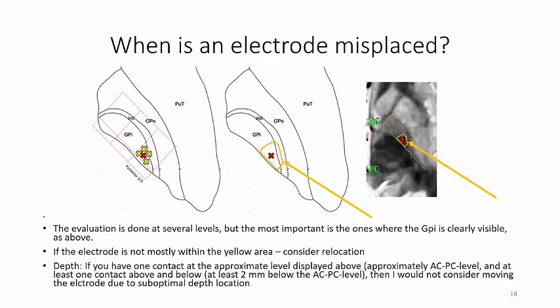So, when is an electrode misplaced? The evaluation is done at several levels, but the most important is the one where the GPI is clearly visible as above. If the electrode is not mostly within the yellow area, then I suggest you consider relocation. Concerning the depth, if you have one contact at the approximate level displayed above, more or less ACPC level, and at least one contact above and below, then I would not consider moving the electrode due to suboptimal depth location.